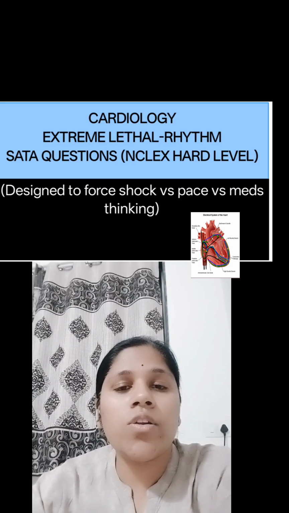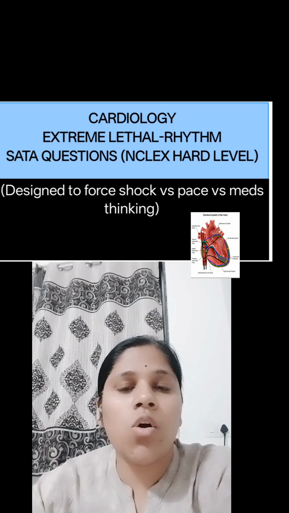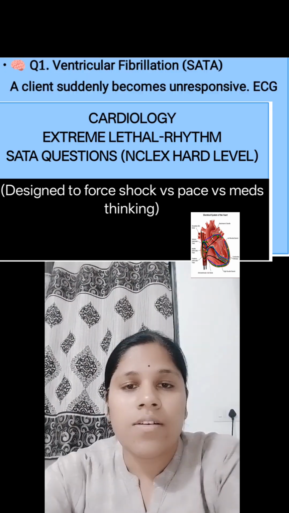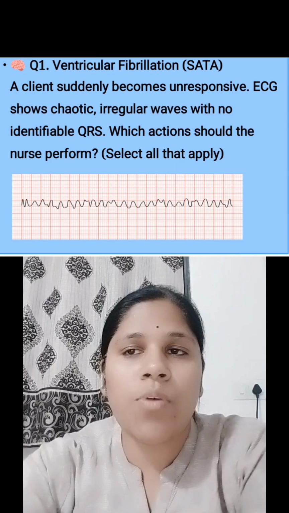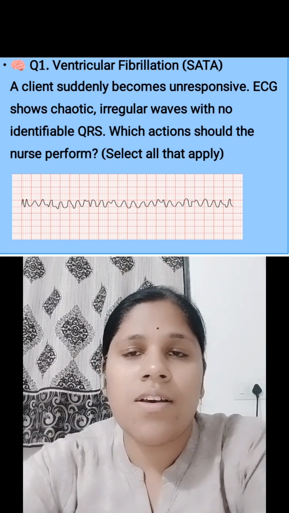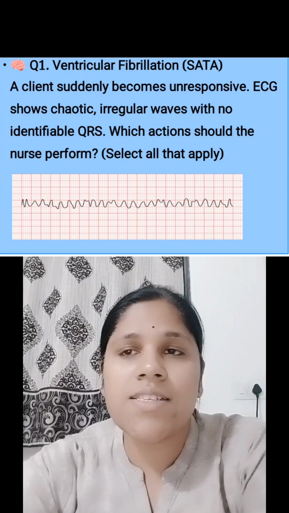So here I am going to walk you through the life-threatening dysrhythmias. I am going to explain with scenarios, clear the concepts, and show the strategies for how we are going to answer the ECG type of questions. The first scenario is about ventricular fibrillation. Here it is a SATA type of question.